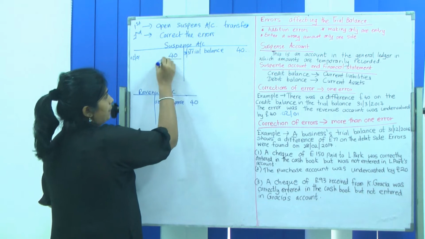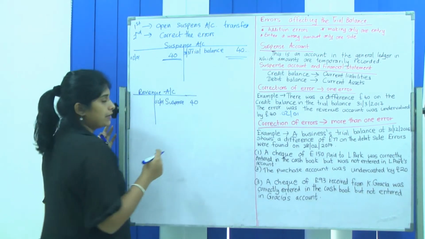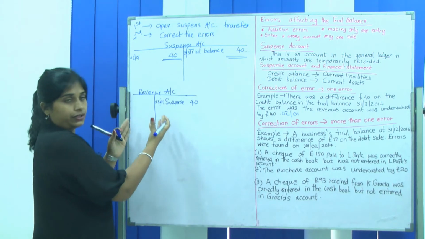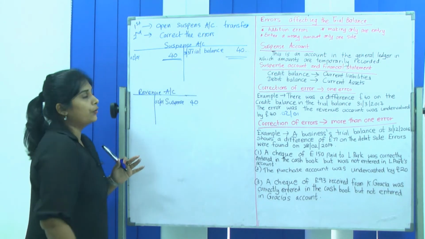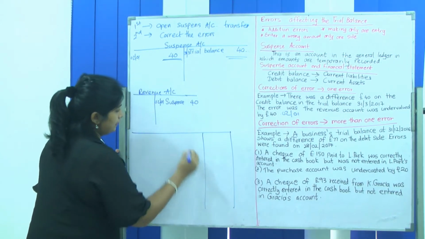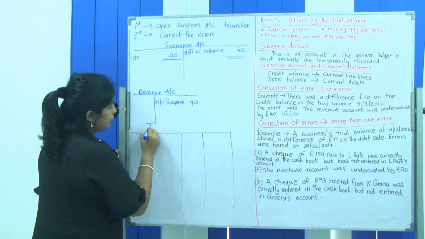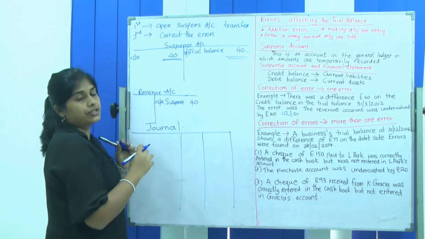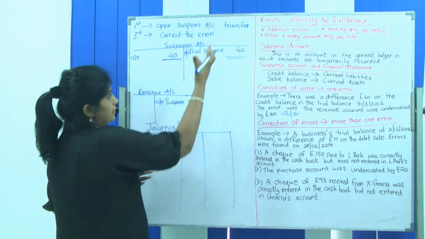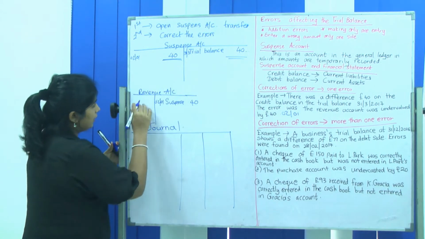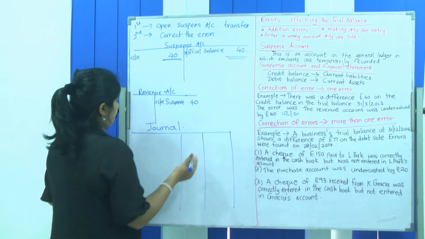Okay. So the suspense account, I have told you all, is a temporary account. So as soon as you correct the error, the suspense account will be closed down. Now we are going to write the journal entry. I have told you the second use of the journal is to correct the error. So these are the errors which are affecting the trial balance. So what is the error? To correct this error, the undercasting of the revenue account.